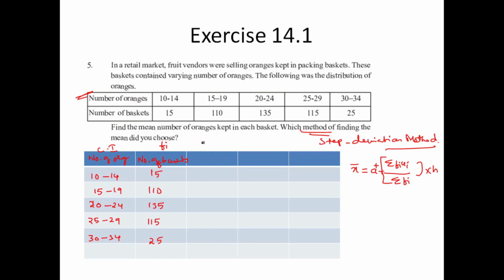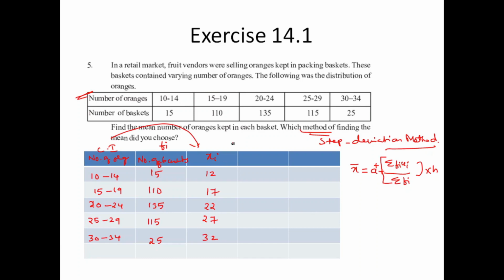So let me write the values. There is a column x of i, which is the middle value of your class interval. So here the middle value is 12, here the middle value is 17, here 22, here 27, and here it is around 32.